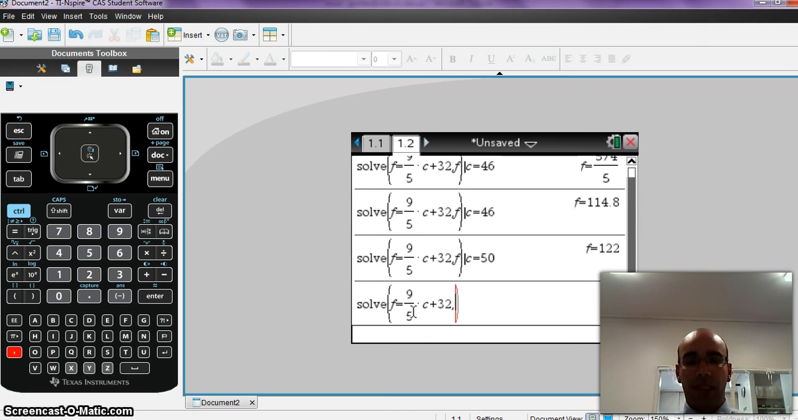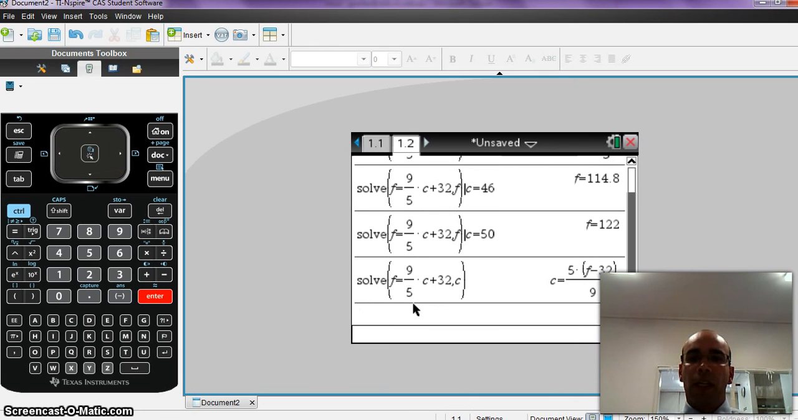So now what we're going to do is rewrite this so that C is the subject. I want to solve for C. So instead of having the value for F at the end, we want to make C the subject. So I hit enter on that. And there it is. It comes up with the transposed formula that makes C the subject.